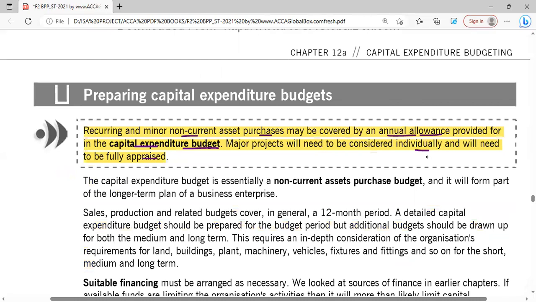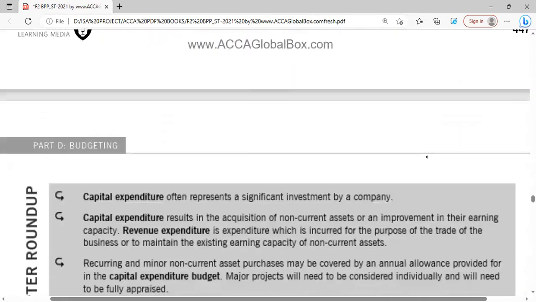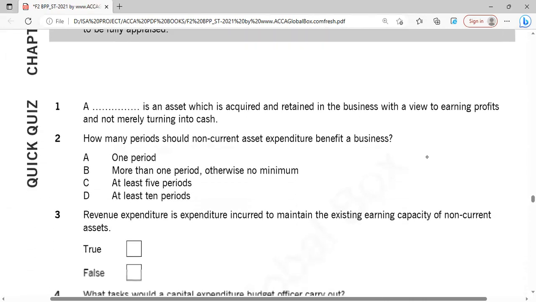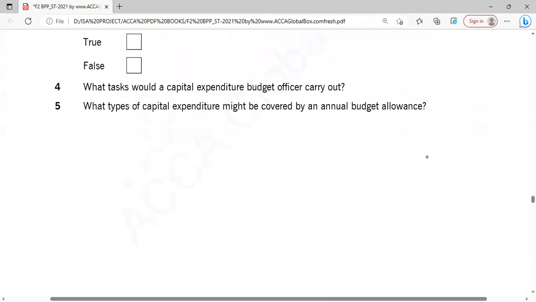Next, preparing capital expenditure budget. Preparing capital expenditure budget is also, there's nothing much in it. Basically, you decide how much you need to invest in purchasing a new equipment, or maybe purchasing a building, land, and so on and so forth. So this was also mostly a theoretical chapter.